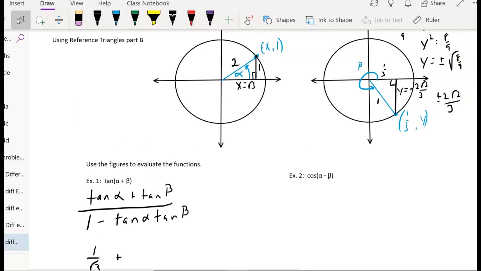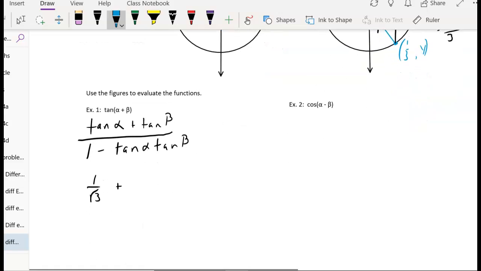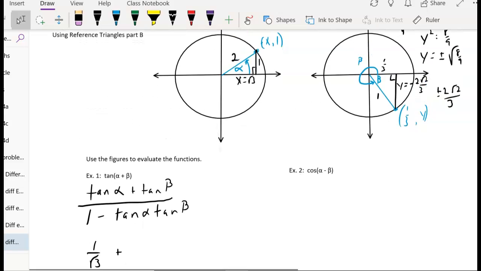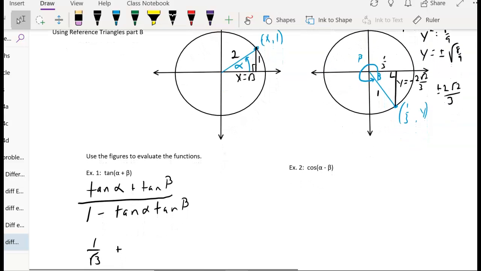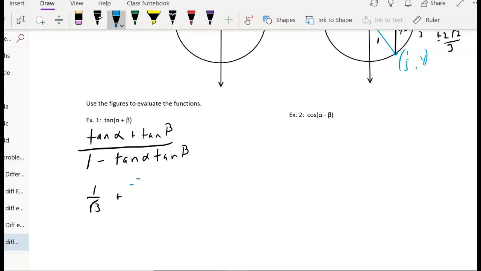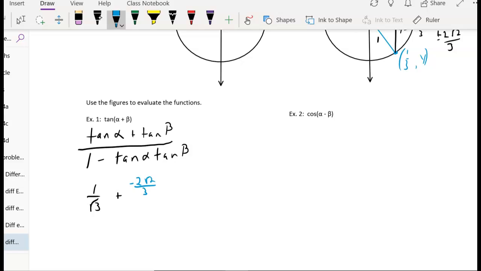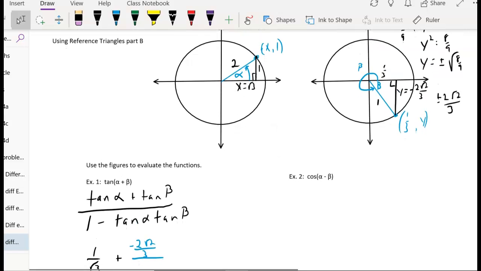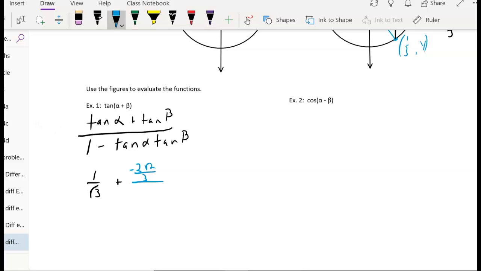Tangent of beta, over here, from beta, oh, I forgot to put the beta in here. Let me just put that in here so we can keep track of where we're looking. This is the beta triangle. And so the tangent of beta is the opposite over adjacent. So it's negative 2 rad 2 over 3 over 1/3. And that's just the numerator. So it'll cancel nicely, well not completely nicely, but it'll get a little bit nicer. So this is negative 2 rad 2 over 3 divided by 1/3. That's the x, or the adjacent.